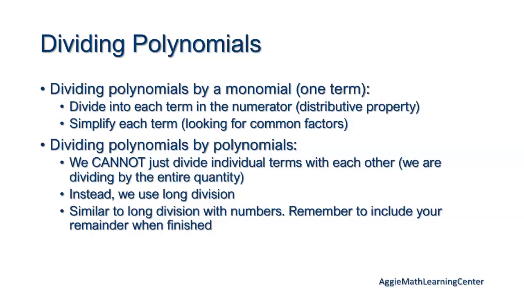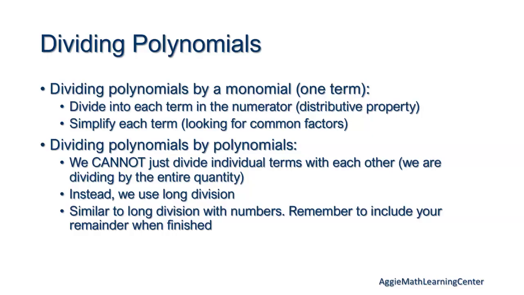Okay, so dividing polynomials by a monomial. I always struggle saying that word, which is just one term. We are going to divide into each term in the numerator, which is our distributive property, and we can simplify each term by looking for common factors. So it's similar to what we were doing with multiplying, wanting to make sure that each term gets distributed correctly, and then that we simplify.